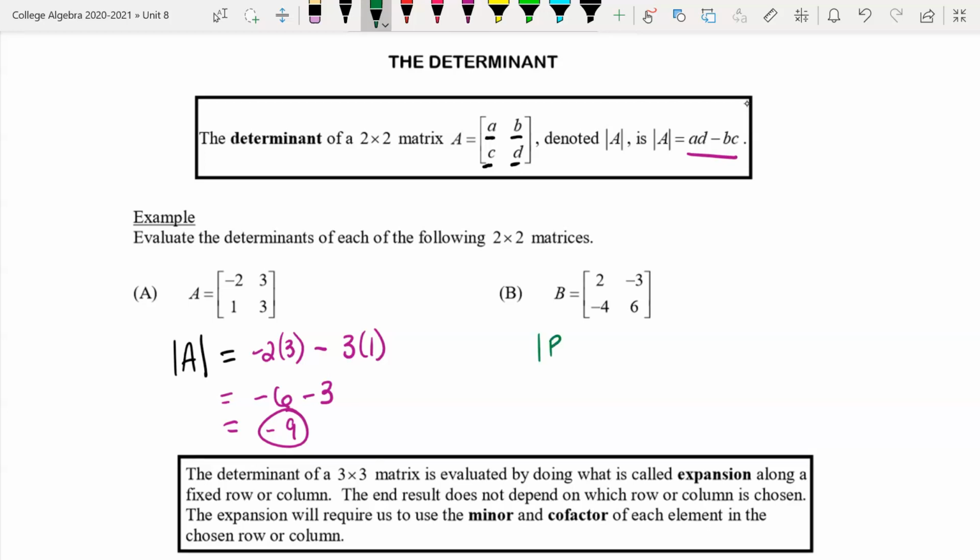So determinant of B, I would take 2 times 6 minus negative 3 times negative 4. So that's 12 minus 12, because the negative times the negative is a positive, so it's still minus 12, and so then I get 0 as my determinant.